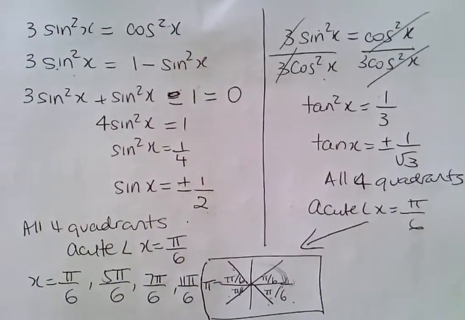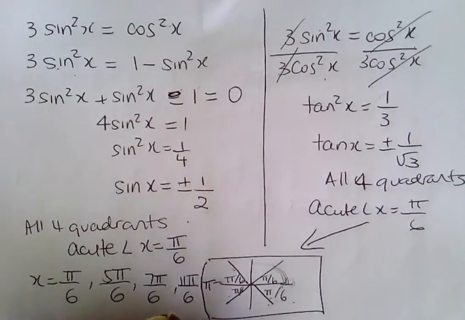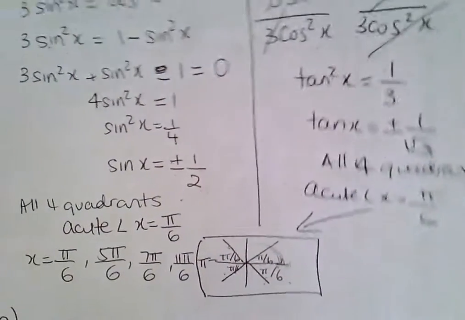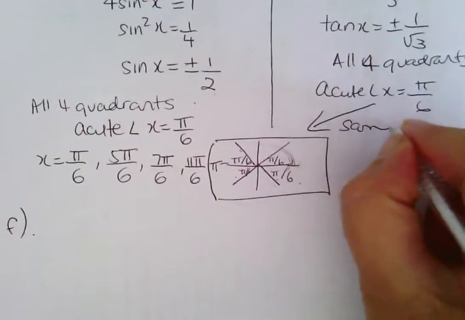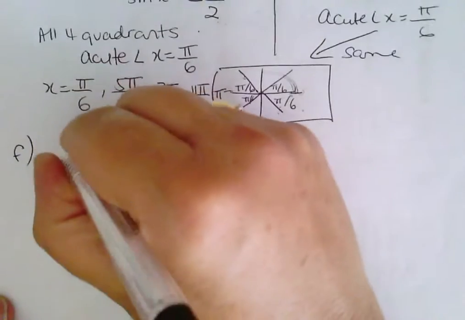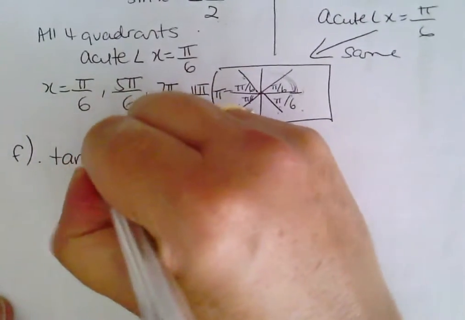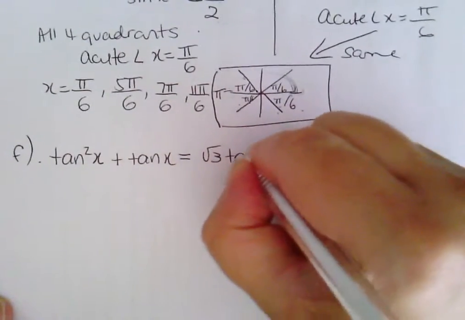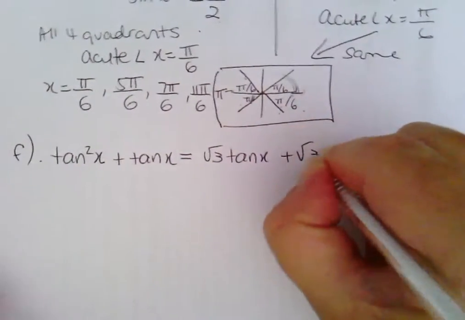All right? Now we're going to try another one. Question, can I move down a bit or not? Question F. Can I move? So then you would get the same now from here. All right? Question F. The question is tan squared x plus tan x equals root 3 tan x plus root 3.